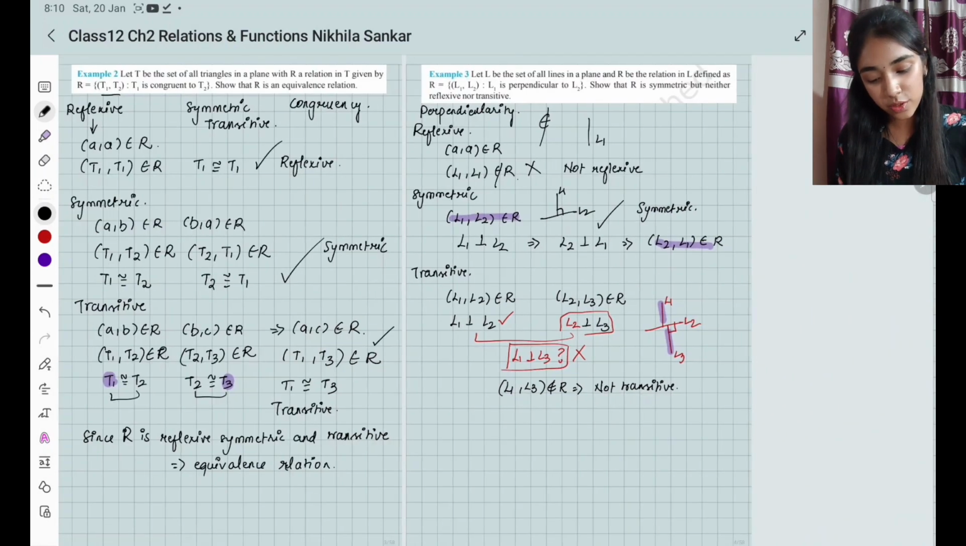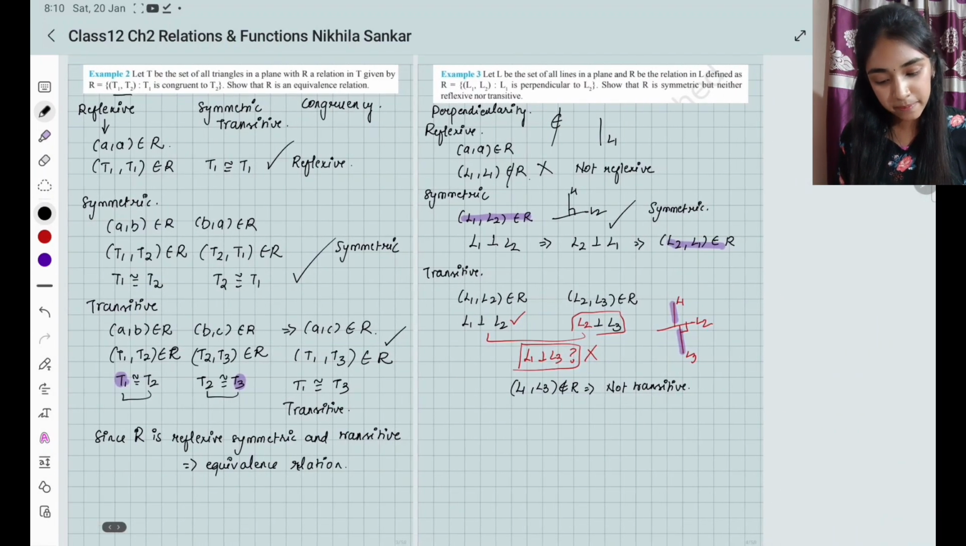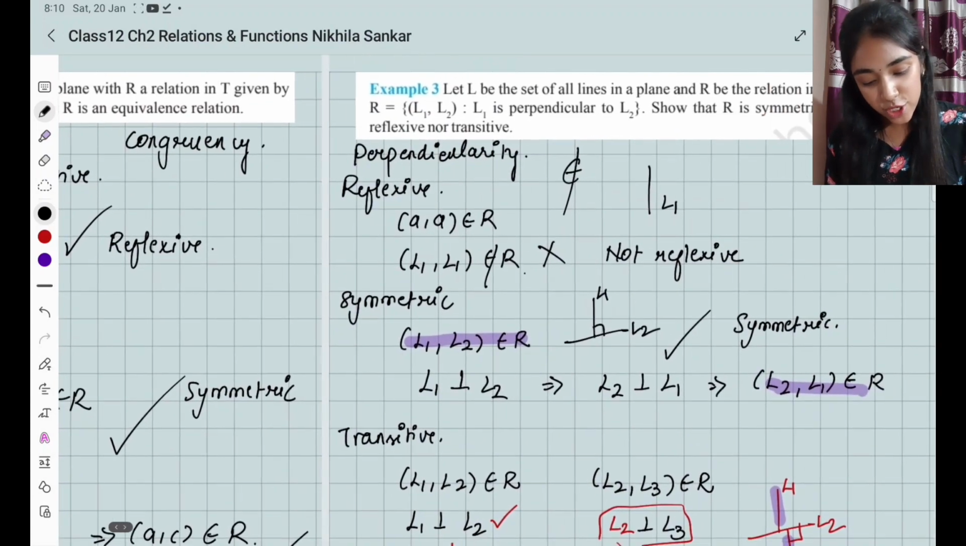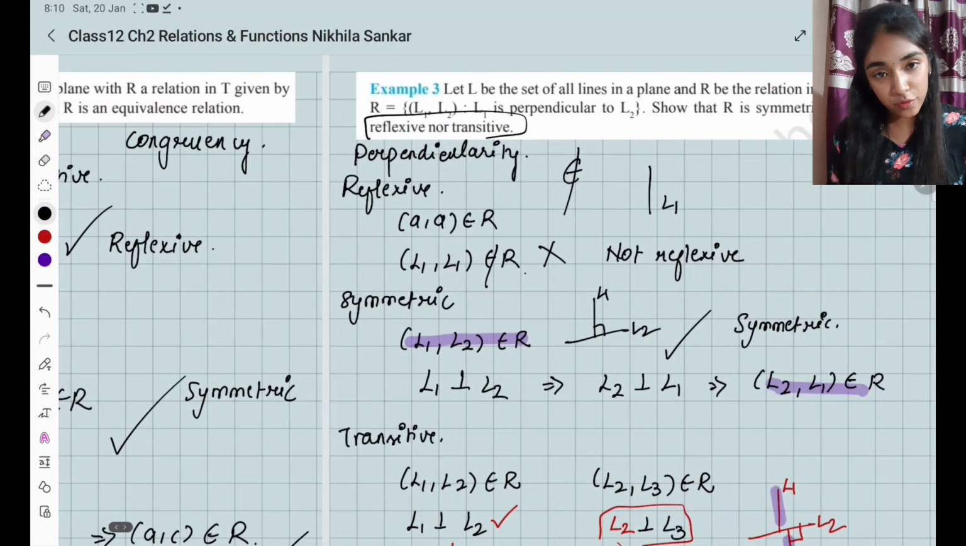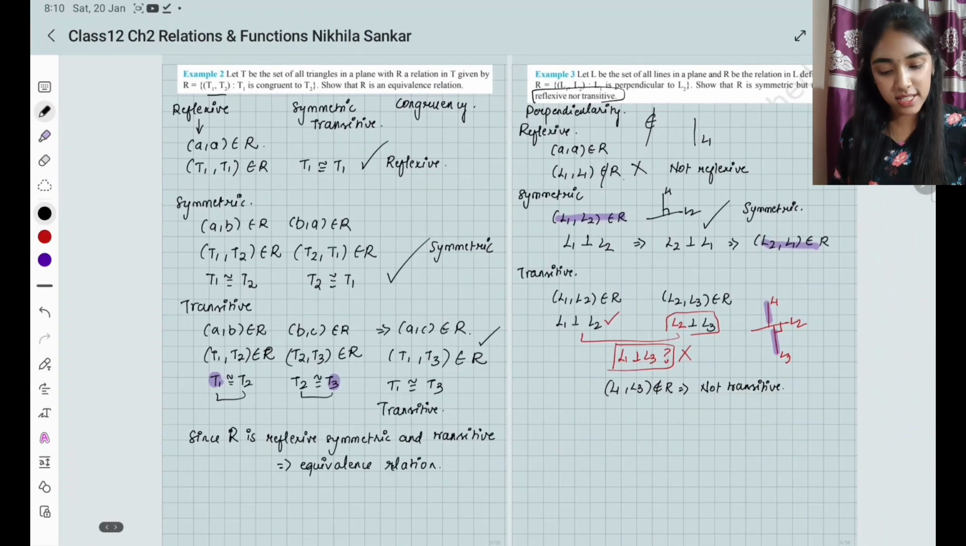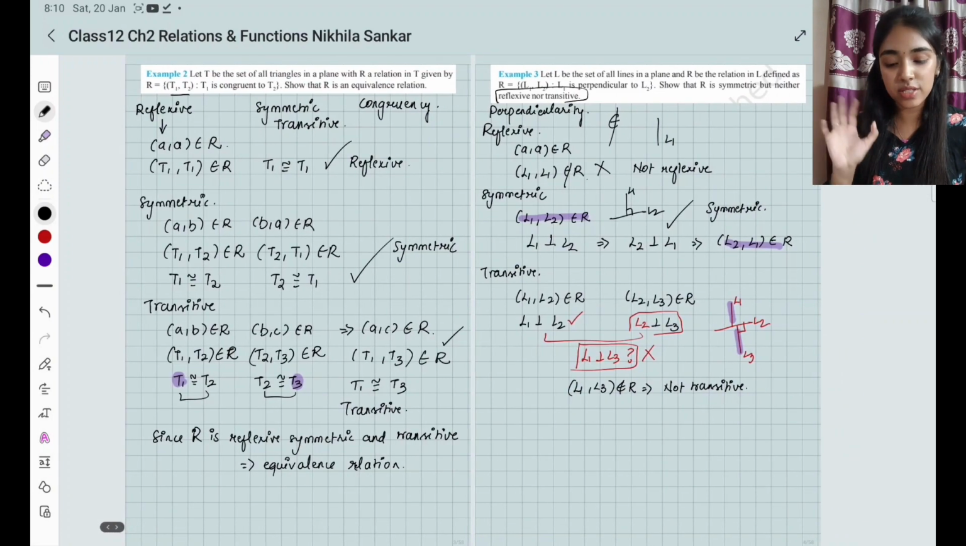புரிஞ்சுதா? So this is how you write. Please copy. So இந்த இடத்துல என்ன கொடுத்திருக்கான்? It is going to be neither reflexive nor transitive. So we proved it is not reflexive and not transitive, but it is only symmetric. Okay, புரிஞ்சுதா? Please copy.